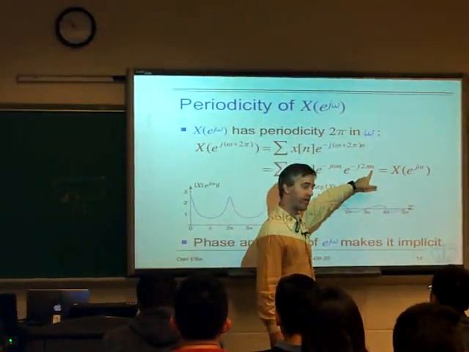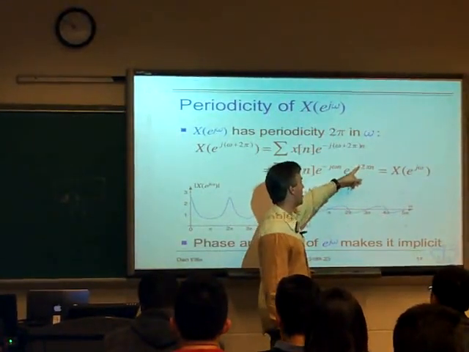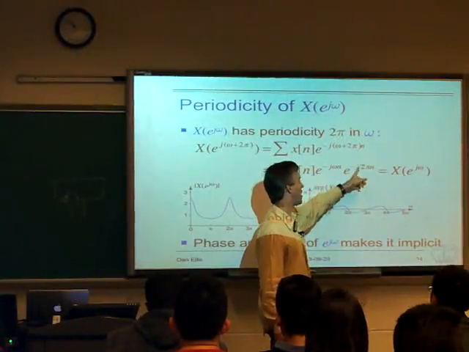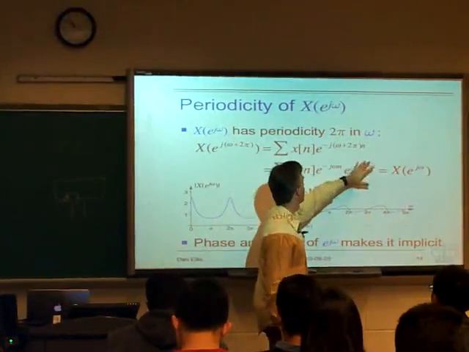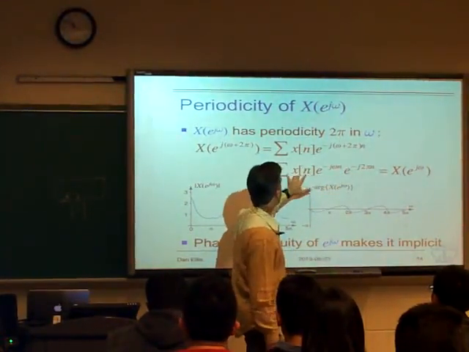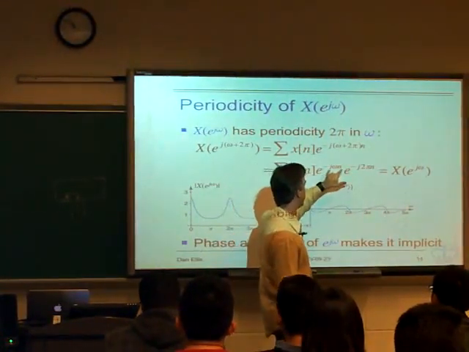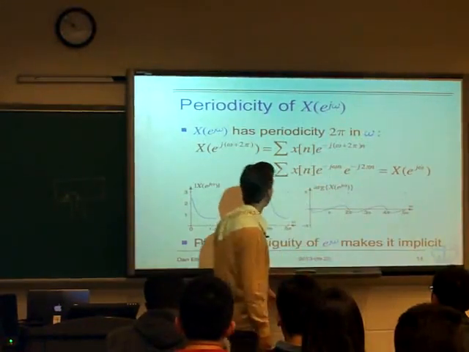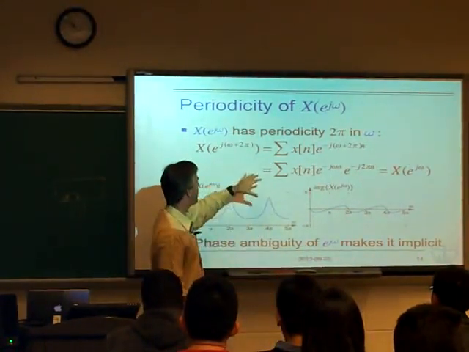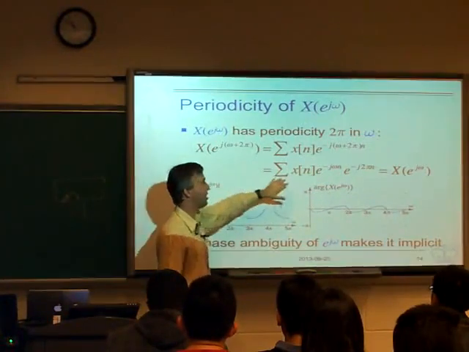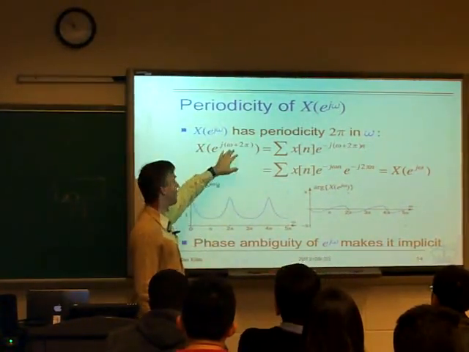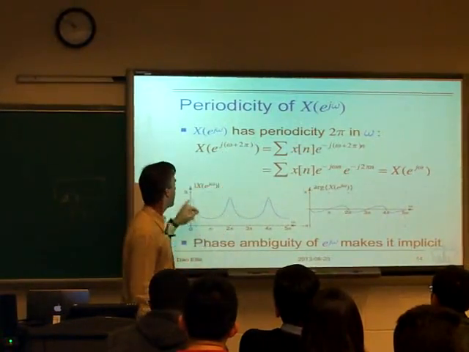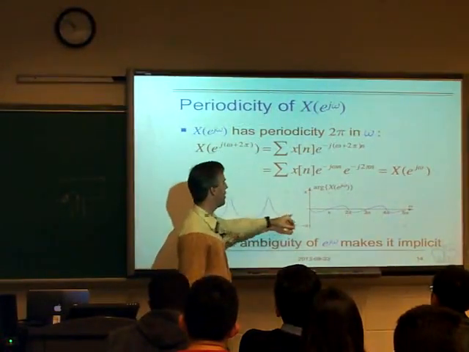n is the index, which is an integer. So obviously this is just some complete number of cycles of this complex phasor. So this term disappears, and this just becomes the sum of x of n e to the minus j omega n, which is just X of e to the j omega. So just by inspection, we can see that for any x of n, X of e to the j omega has to be equal to X of e to the j omega plus 2 pi. And so that's this 2 pi periodicity that we see.